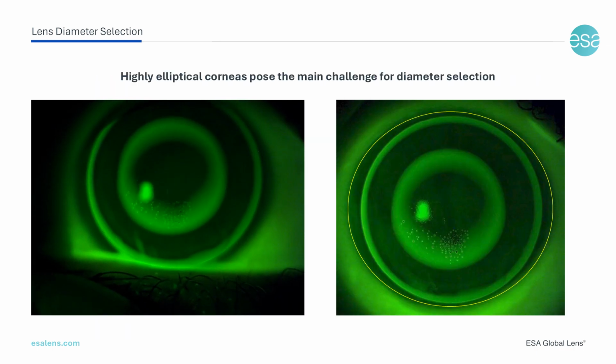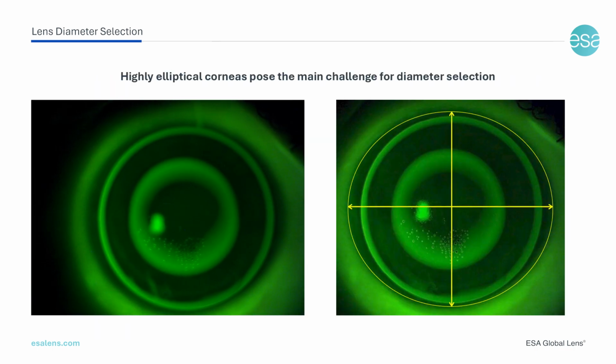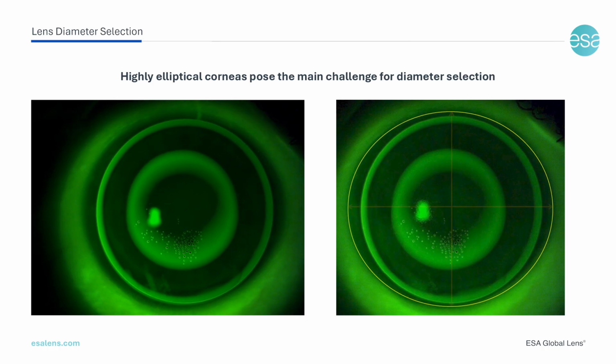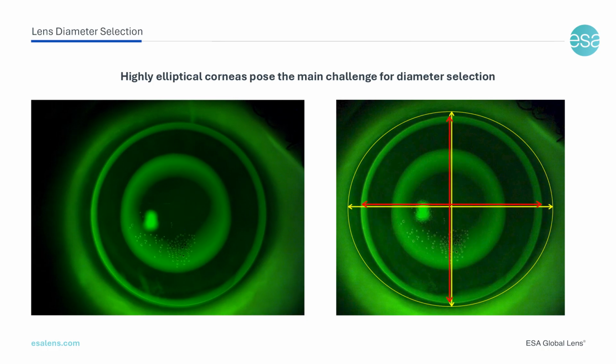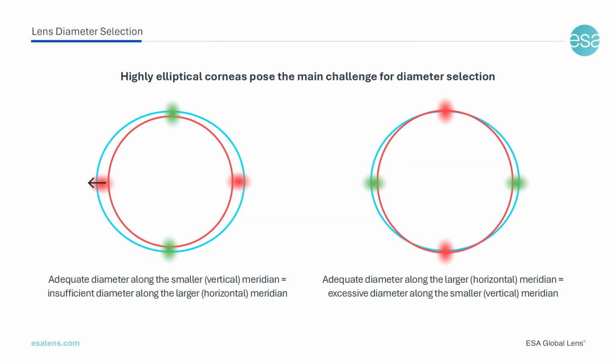That is why the primary difficulty in diameter selection is posed by highly elliptical corneas, since the lens is circular. An adequate diameter along the vertical meridian will be insufficient horizontally. This lack of horizontal coverage can lead to lateral decentration, causing halo effects and double vision.